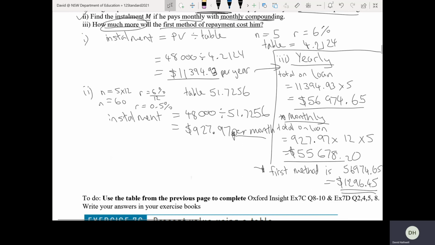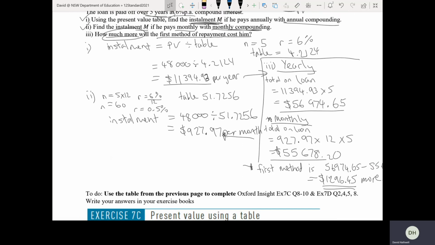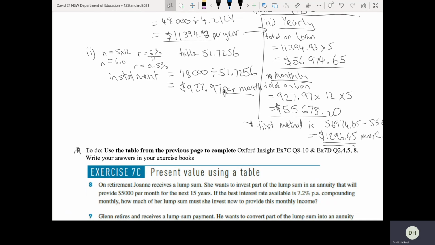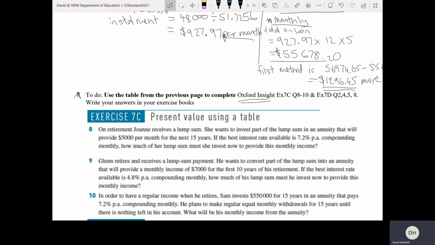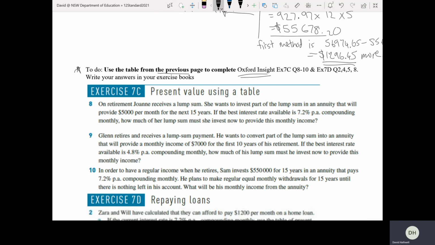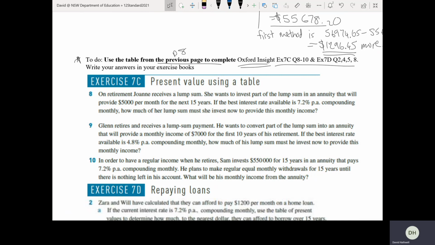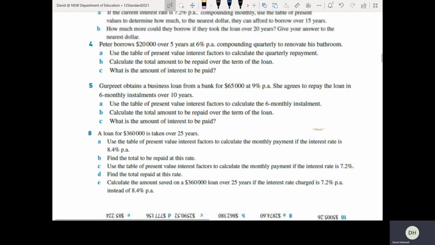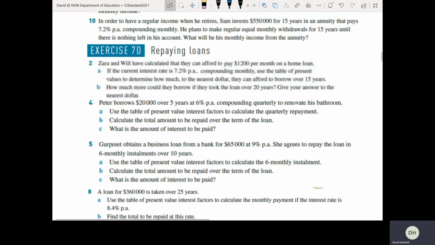Okay, all right. What I want you to do, there was no loan questions in your textbook, despite there being lots of loan questions in the past HSC. So what I've done is I've gone to another textbook, Oxford Insight. So this is on page 9 of your notes. I want you to use the table from page 8, so previous page, page 8, to complete the exercise. So 7C, just 3 questions, 8, 9, 10, and 7D, those 4 questions, 2, 4, 5, and 8, which are on page 9. Good luck with that, and I'll see you in the next video.